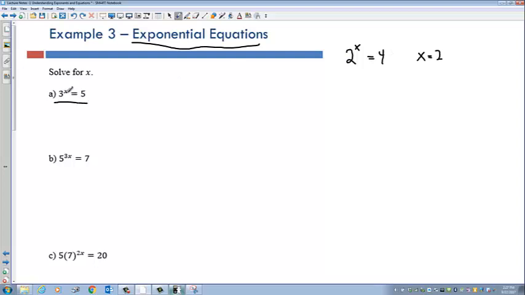I mean, it's not 1, because if you plug in 1, you get 3. You know the answer is actually between 1 and 2, because if you plug in 2, you get 9. So there's some number between 1 and 2 that you're going to plug in here, and it's going to give you 5. And we want to find that number.